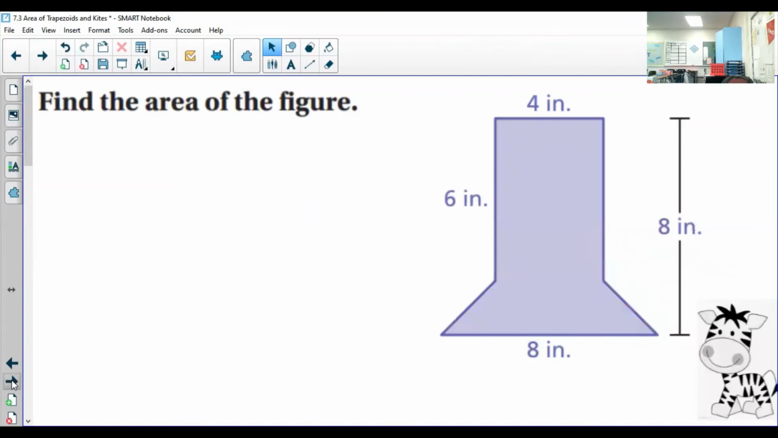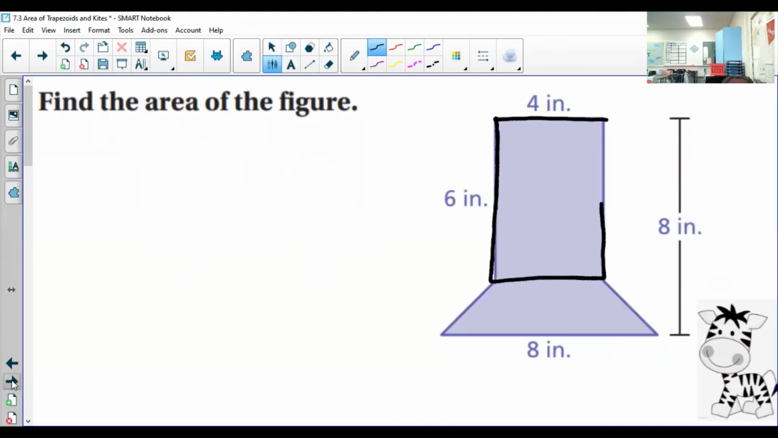Okay, so now we're going to do some composite figures with trapezoids and kites. We're going to combine them. So let's take a look. Okay, we have to find the area of this figure. What is this figure? Well, here we go. I have a rectangle. And I also have a trapezoid. Everyone see that?